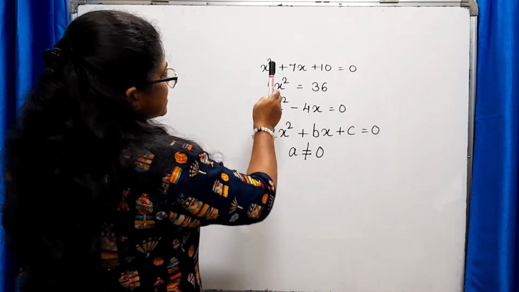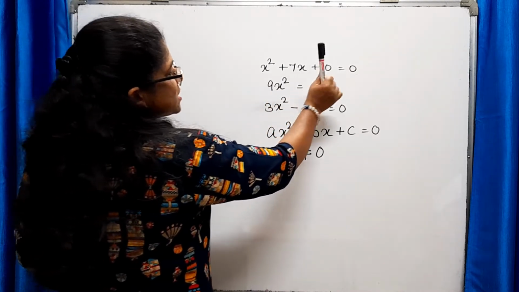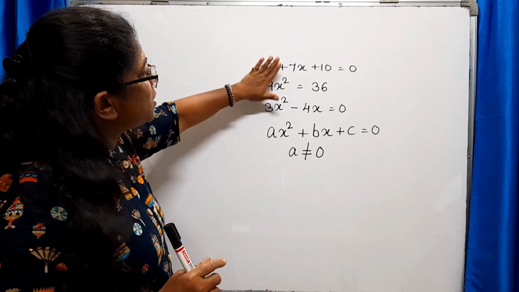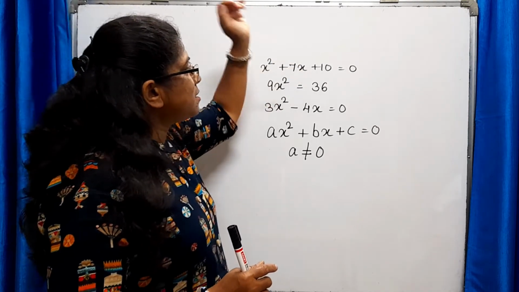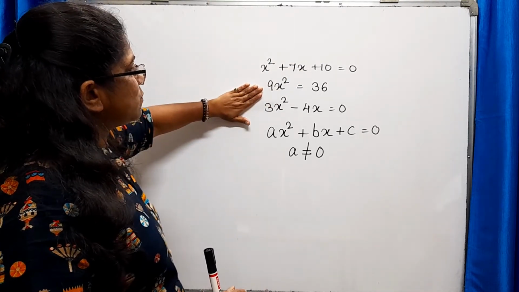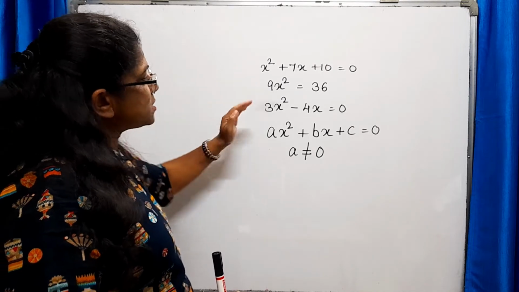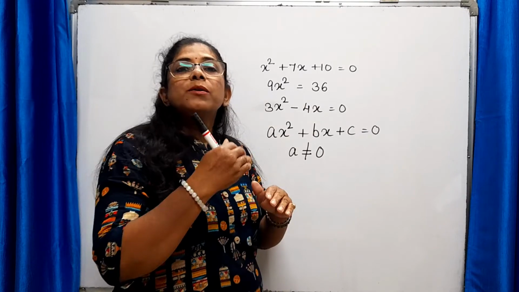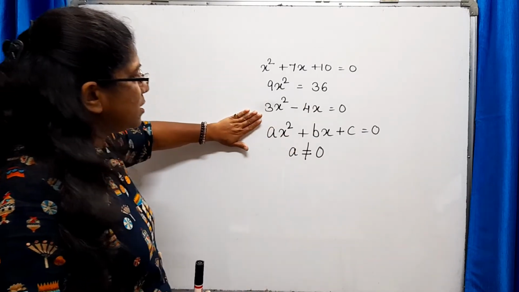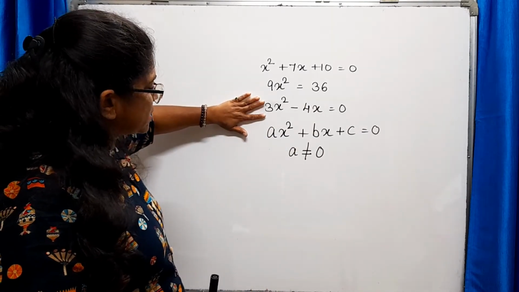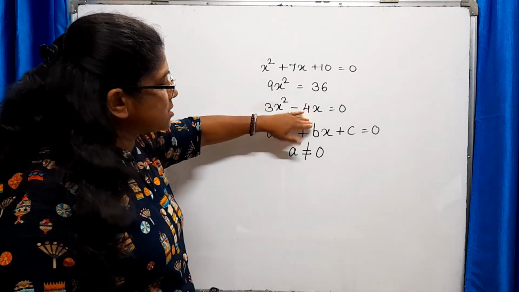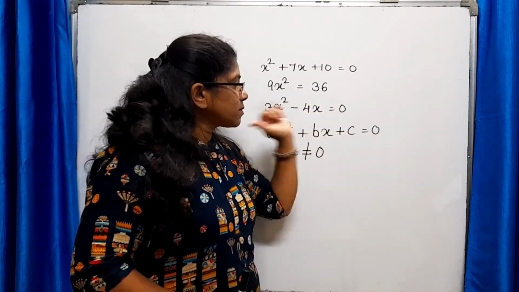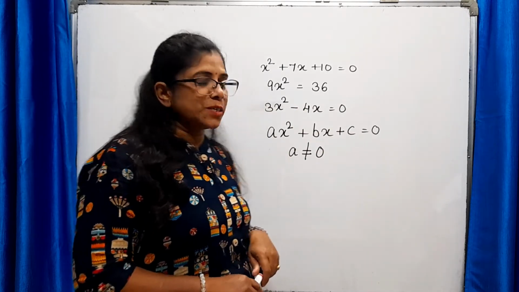Now in this first case, x square plus 7x plus 10 is equal to 0. In this case, a is 1, b is 7 and c is 10. Now in the second equation, the x square term is there, the x term is not there. Means in this second example, b is 0. In the third example, we have the x square term, we have the x term, but the constant term is not there. So in this third example, c is 0.